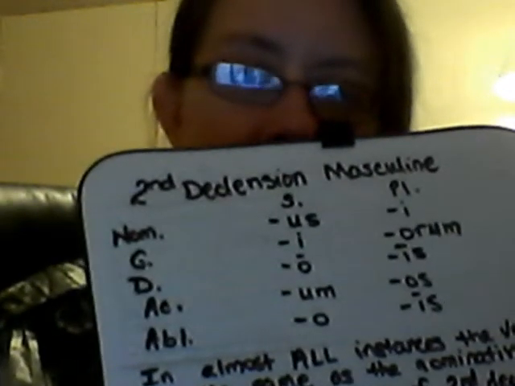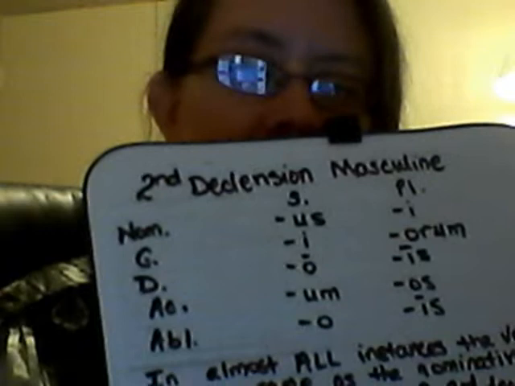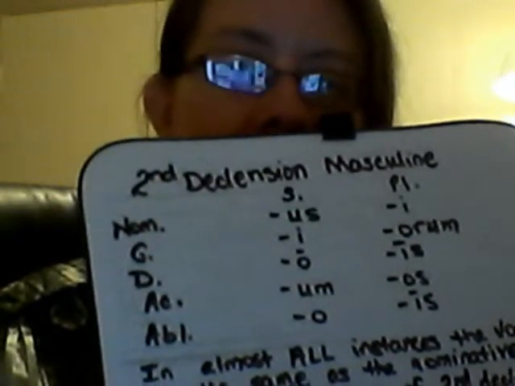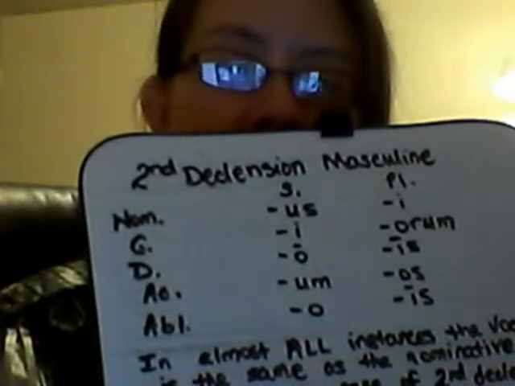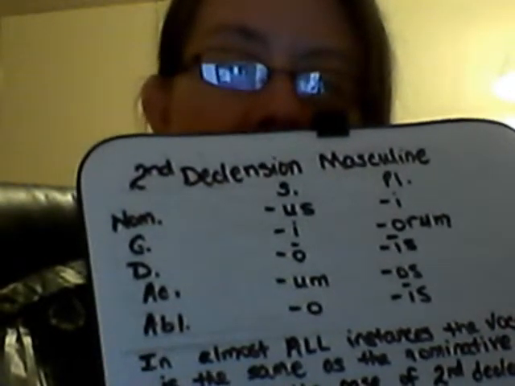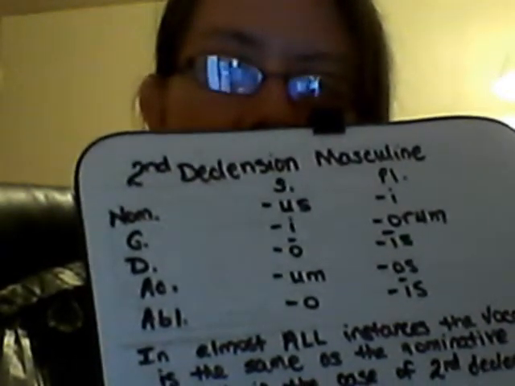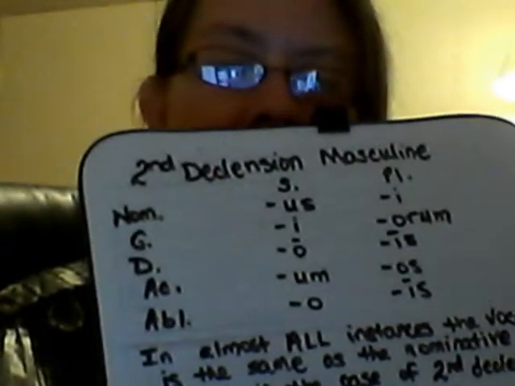In the nominative singular, the ending is us. Genitive singular is i. Dative singular is o. Accusative singular is um. Ablative singular is o. They both should have long marks, but it's not as important as the long a for the ablative in first declension.